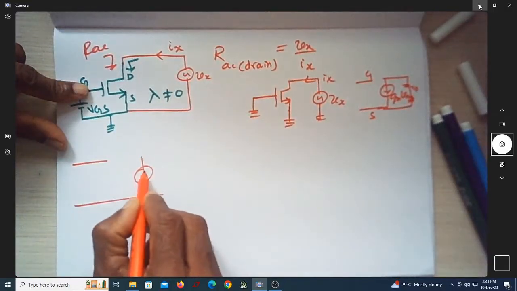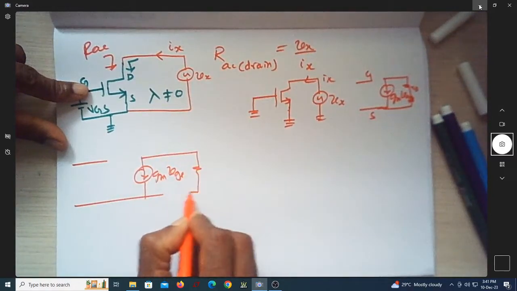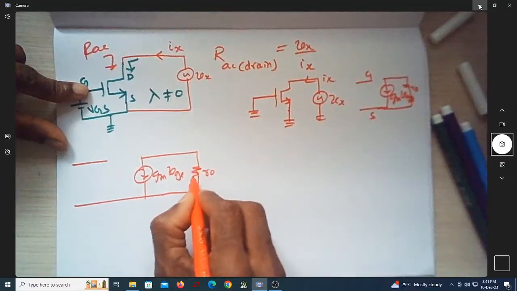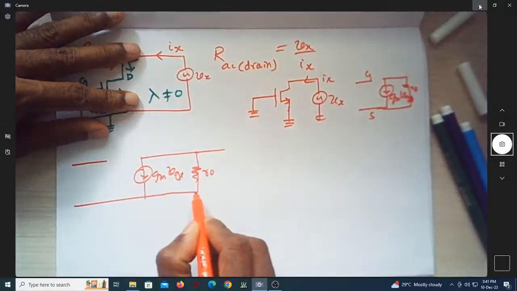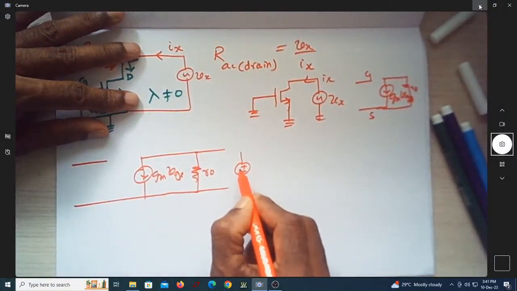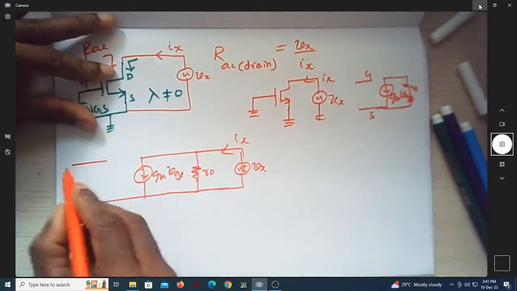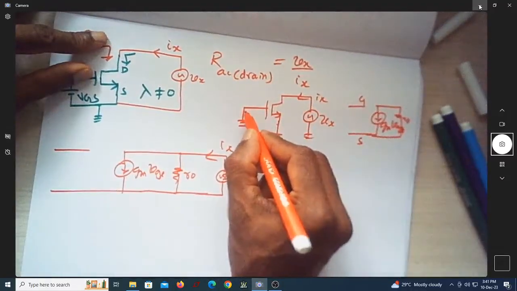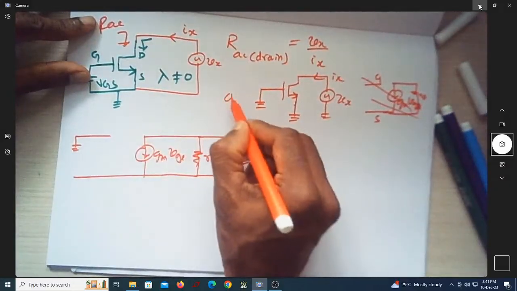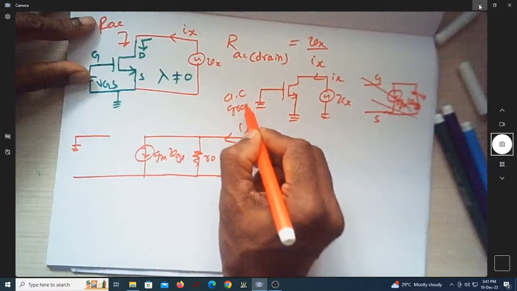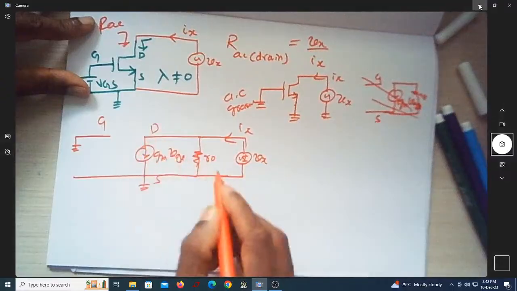So this is my gm into VGS. This is R0, the resistance associated with the MOSFET. This is the small signal model, and this is my Vx. This is Ix. Is the gate grounded? I am grounding this. So the gate is actually AC grounded, and this source is the actual ground. This is source, gate, drain.